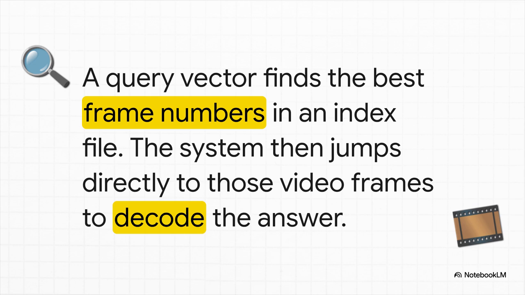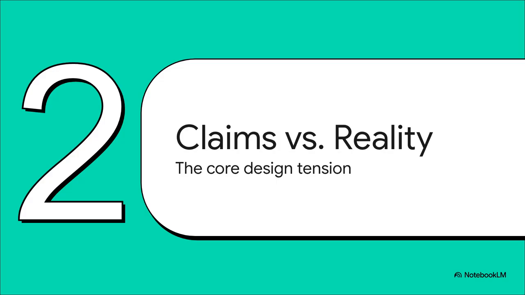And here's the cool part. Video files are built for this. The system can jump directly to that exact frame in an instant, decode the QR code, and bam, there's your answer. It's way faster and more efficient than you'd think. But, and this is a big but, this is where we run into the central conflict of this whole idea. There's this huge gap between the brilliant claims MemVid makes and the harsh reality of its trade-offs. This is where the story gets really interesting and a little messy.